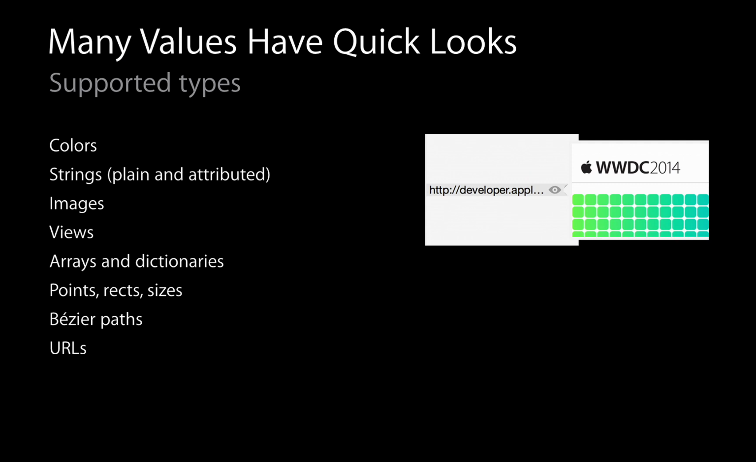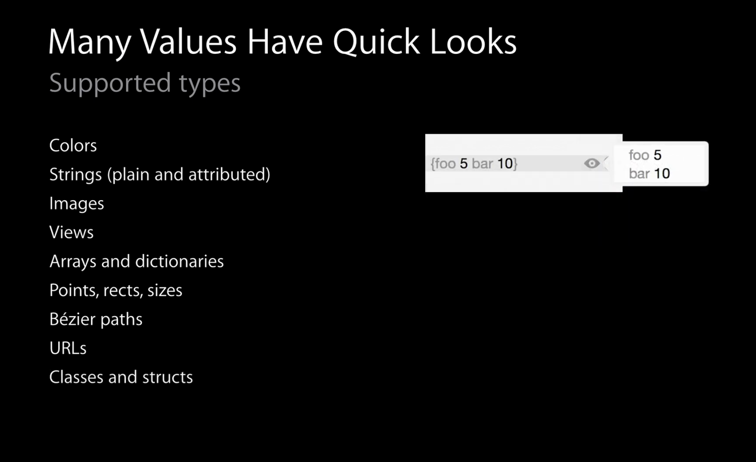We can show URLs. For this, we'll take the plain text of the URL and show it in the sidebar. But if you quick look it, we'll show you a web view with the contents of that URL. And finally, for types which we don't have a native quick look representation, we can usually get a structured view of it, again, like you would see in the variables view in the debugger. So here I have an object of a class that I created in the playground. It has a couple of properties, a foo property and a bar property. And you're seeing the values of those at that line of code when it executed.